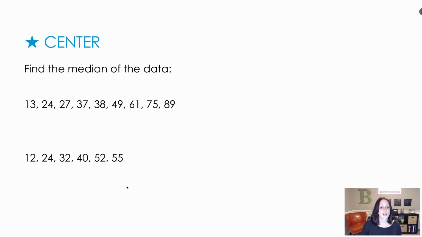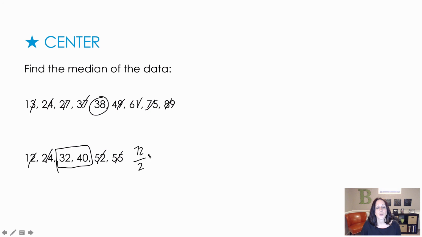So for the first, again, I'm going to count in from each side. So 1 in from each side, 2, 3, 4. I end up with 38 in the center. And then for my second, I take 2 from each side. I've got 2 middle values, so I'm adding those together, which gives me 72 divided by 2. So my middle value is 36, which would be the value that is halfway between each of those.